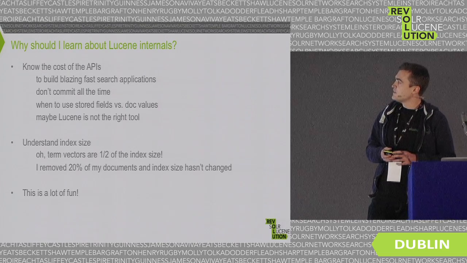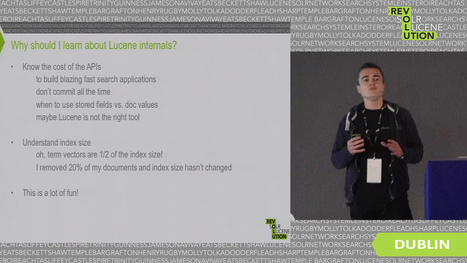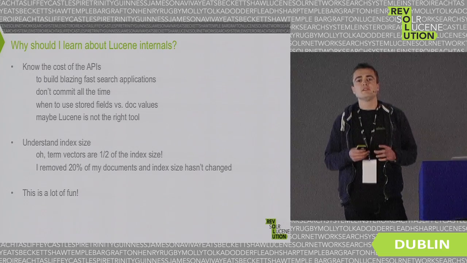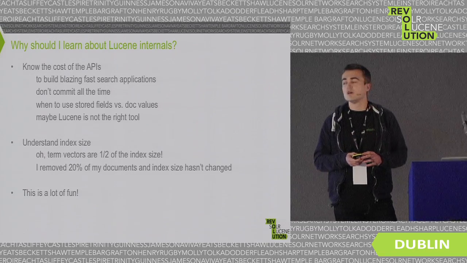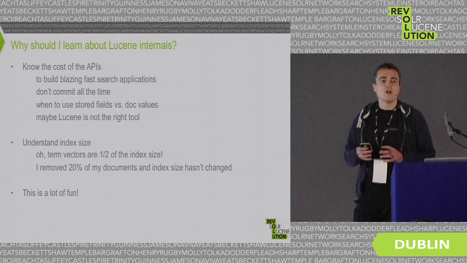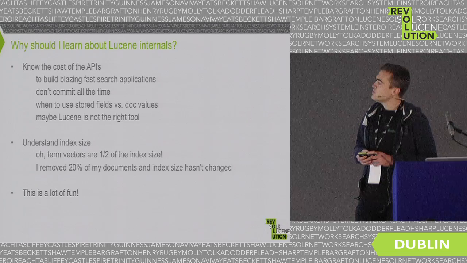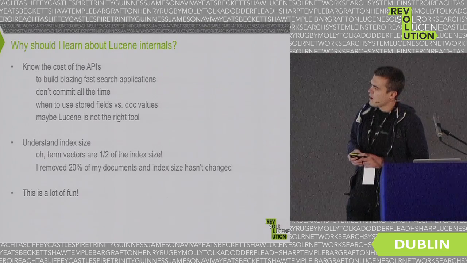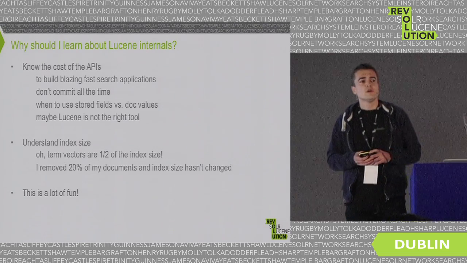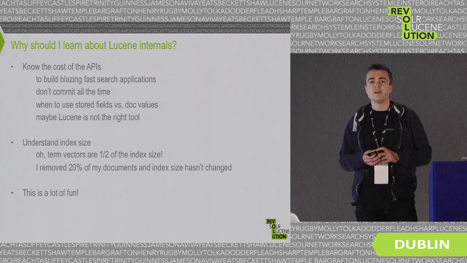And finally, it's very important to know the cost of the APIs, because the fact that you can do something with Lucene doesn't mean that Lucene is the right tool to do it. So hopefully the fact that you know about Lucene internals will help you better decide whether or not you should use Lucene. Another reason why knowing about Lucene internals can be interesting is to understand the index size.